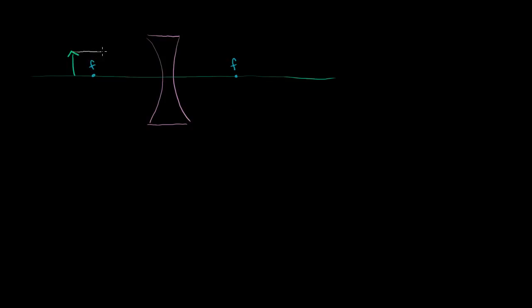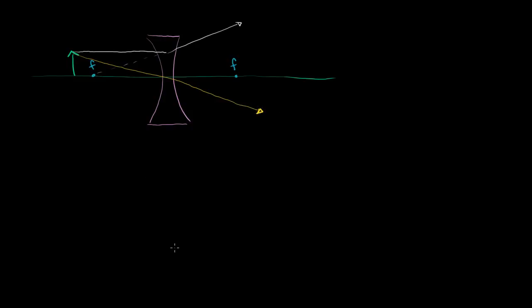If we go parallel to the principal axis, since it's coming in parallel, it'll get refracted outwards so that it looks like it's coming from this focus. So it's getting diverged outward, I guess we could say. And let me draw another ray in yellow. This one's just going to go straight through the center of the lens and not get refracted.